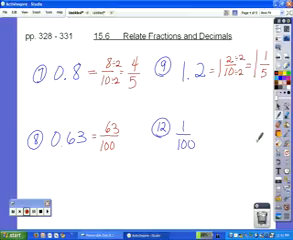To write a fraction as a decimal, if the denominator is one of the decimal place names, like in this case we have the denominator of 100, which names the hundredths decimal place, which is the second place behind the decimal, we fill the 1 into the hundredths place, and we have our decimal 100th.